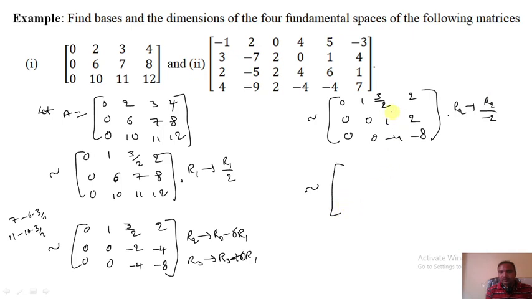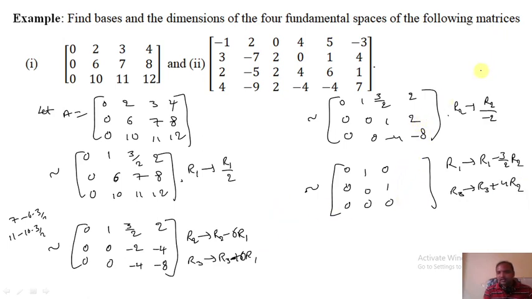Next, using this pivot, convert the remaining elements in this column to zeros. That means 0, 1, 0, 0. This one you have to convert to 0, and this one is converted to 0. Now on R1, you have to apply R1 minus 3 by 2 R2, and on R3, R3 plus 4 R2. See now, R1: 3 by 2, 2 to cancel, 2 minus 3 is minus 1. Minus 8 plus 8 is 0. Yeah, this is the reduced echelon form. Consider this one. Now, column space of A, or row space of A. What is the row space of A?